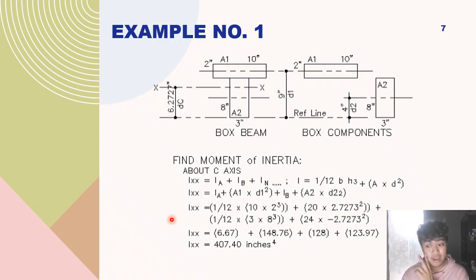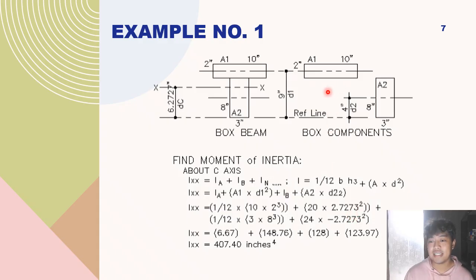So for IA, we have BH cubed over 12. So we have 1 over 12 times base. So base here is 10 inches, and then height is 2 inches. So 10 times 2 cubed. And then your area for that shape, so this is A1, you have 20 times D1 is 2.7273. So how did we compute for the D1, or the distance?